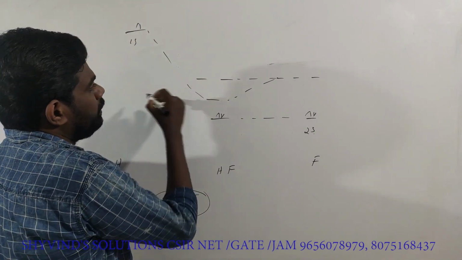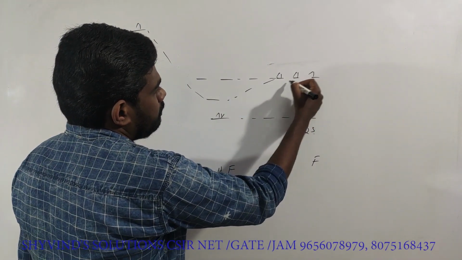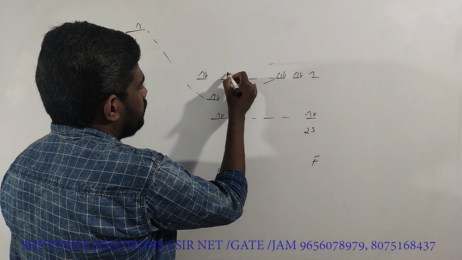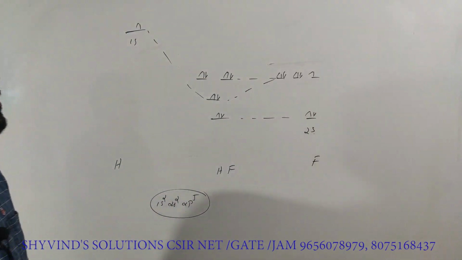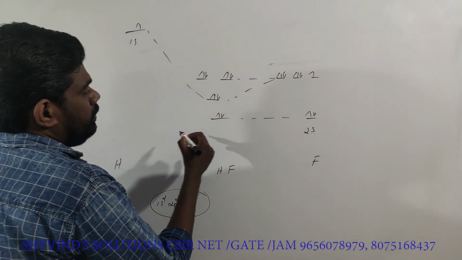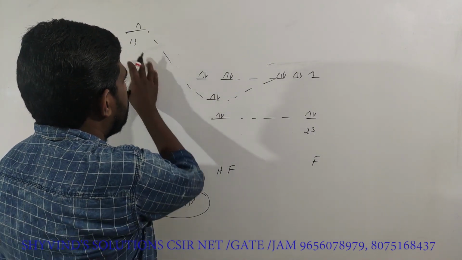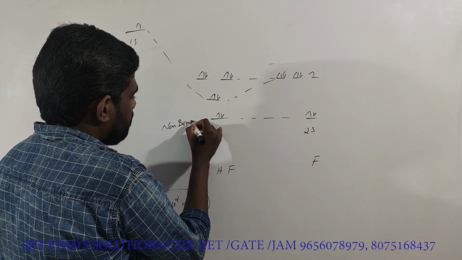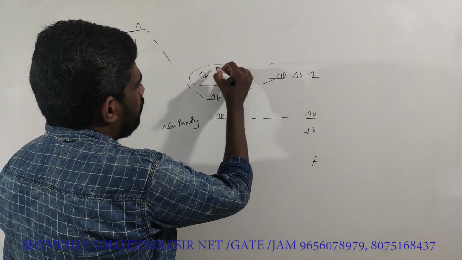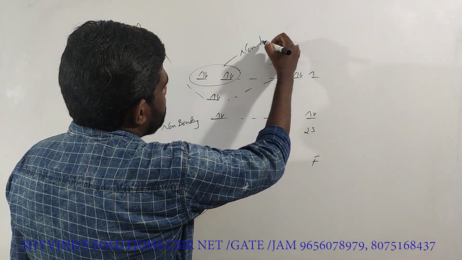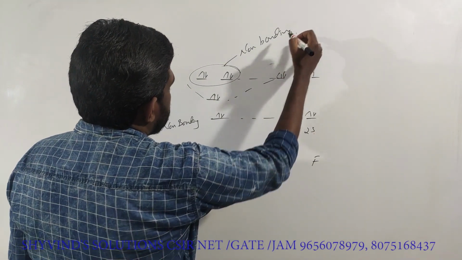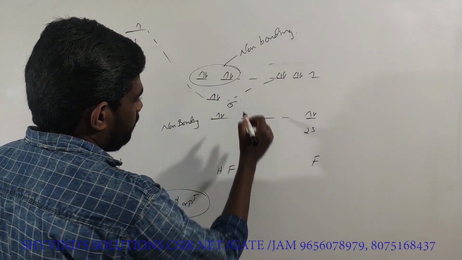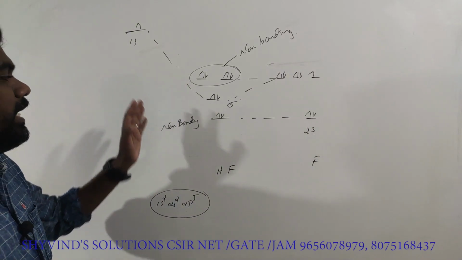We have 1 electron here, we have 5 electrons here. Total 6 electrons. This is non-bonding because there is no hydrogen involved in this bonding. This is non-bonding. This is also non-bonding. This is sigma orbital. So this is the plot for HF.